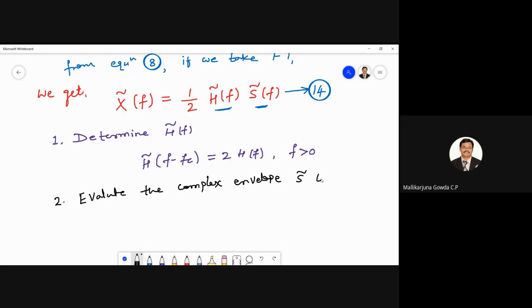So S tilde of t. I'm writing in time domain. So I know what is S tilde of t. So I can express S tilde of t is equal to what? SI of t, right, plus j into SQ of t. Is this fine? Yes, sir. Then I can find out the Fourier transform of this, no? Then I will get S tilde of f.